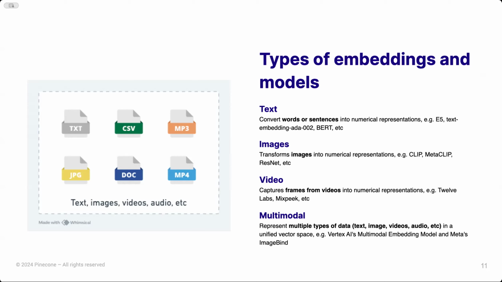So there are multiple types of embeddings, as you can see on the diagram on the left. You can use text, JPEGs, MP4s, and the two biggest ones, honestly the only two right now, are Google Vertex AI's multimodal embedding model and Meta's ImageBind. And in Shop the Look, we are using Google Cloud Vertex AI's multimodal embedding model.